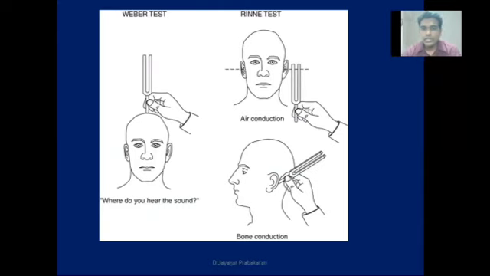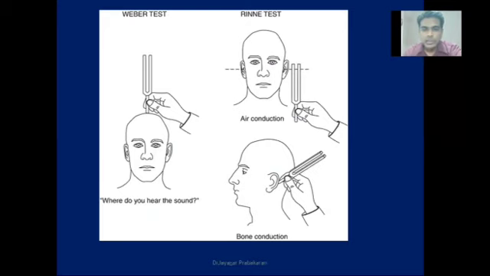Also, you should tell the patient properly that they should always tell only the sound, not the vibration. Even while doing Rinne or Weber, people get confused with the vibration over the mastoid instead of sound. You should only ask the patient about the sound. Ask whether this sound is better than this sound. You should not compare the vibration with the sound here. It is only the sound that is important, not the vibration.